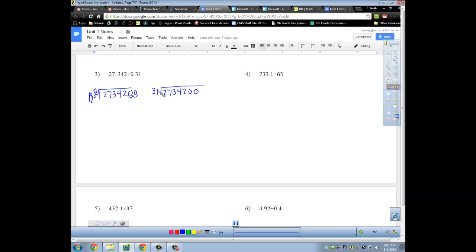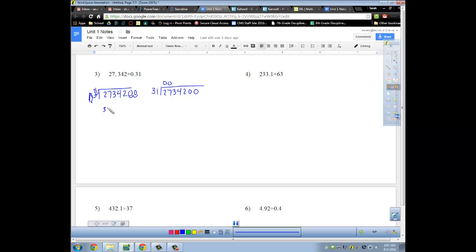So I need to look, 31 does not go into 2. 31 does not go into 27, so I'm going to put some zeros there. 31 does go into 273. Now, I do not want you to use a calculator on this. So if you don't know how many times 31 goes into 273, figure it out.